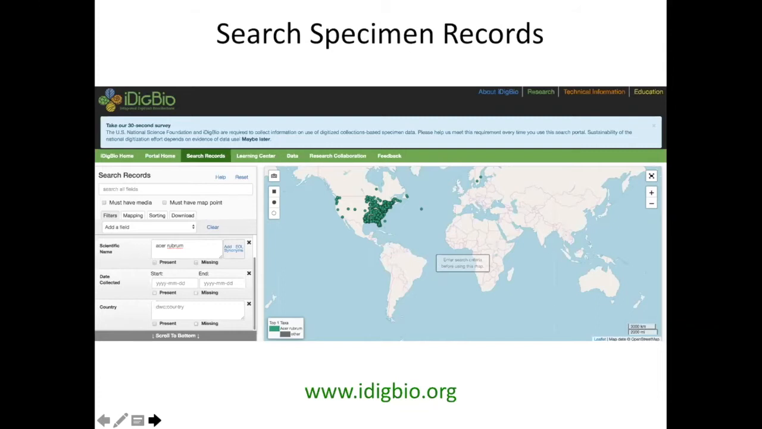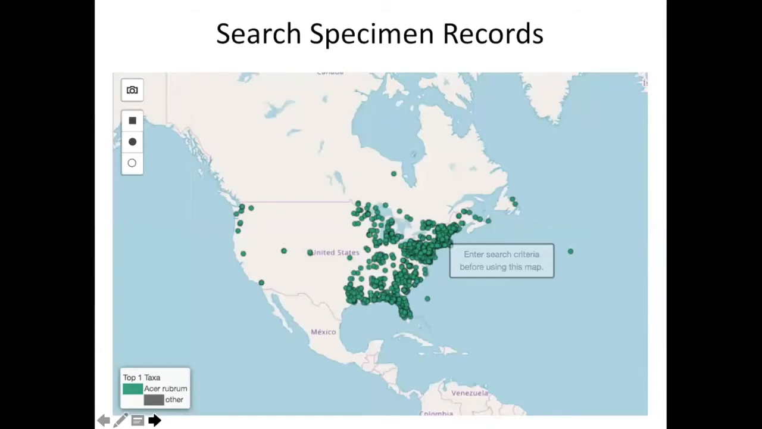And this map then will return the points for every specimen that has a geographic location associated with it. And so you can see this very dense collection of points in the eastern US, which is of course where this species occurs. And we can look at this a little bit more closely, and you can see that there are a lot of dots on top of each other showing very, very dense sampling.